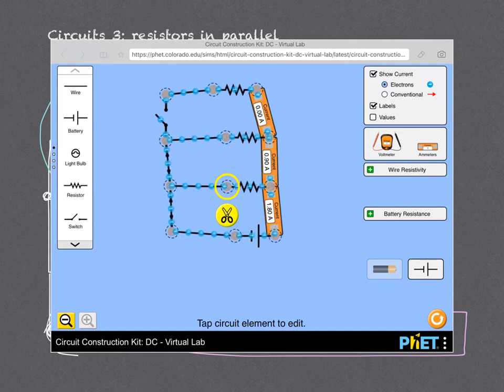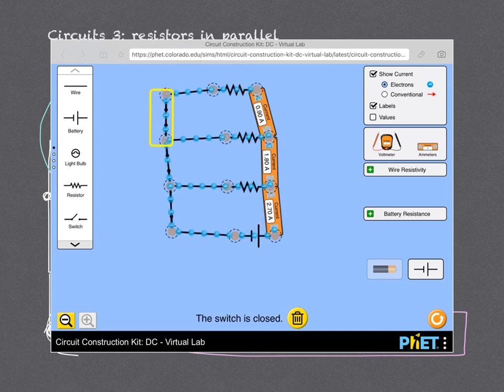So the total current in our circuit actually went up when we added a resistor. If I add the third resistor in that circuit, you can see what happened to the total current down here again. So now it went up. This one also went up.